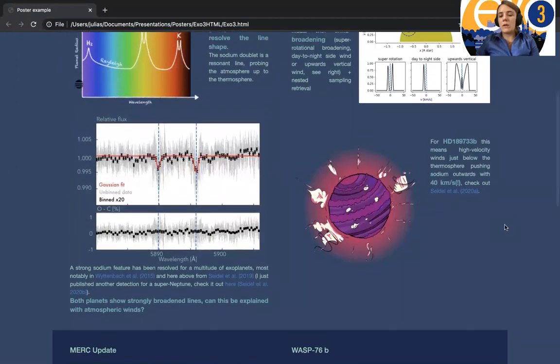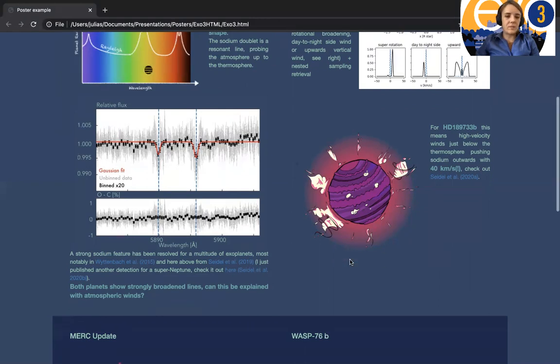And here below, you can see the first application of this code that was still quite rudimentary on the hot Jupiter HD189733b, a canonical one that we all know quite well. And a little bit of an artist impression that I made myself, where you can see the band structure that is already known from other theoretical work. And this outwards pushing cloud of sodium that I retrieved with the MERC code with wind speeds up to 40 kilometers per second. But this is just an upper limit for the wind speed.